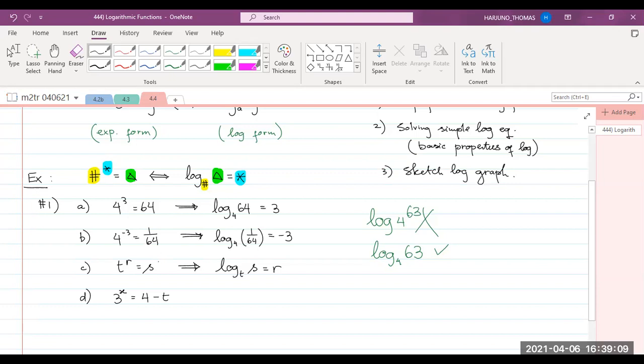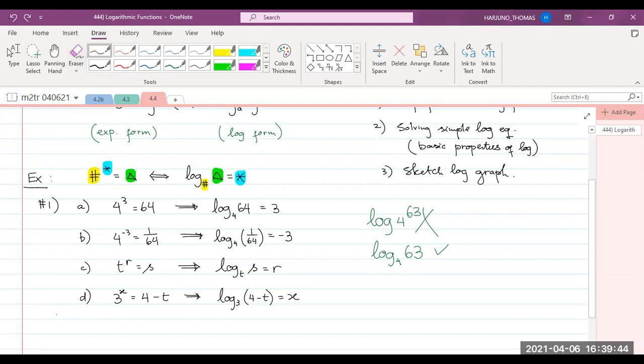Okay, now 3 to the x equals blah. What will that be in log form? That's log base 3 of blah equals the exponent. And we need to use parentheses there because if I don't use parentheses here, it means the log only applies to 4 instead of 4 minus t. So I need to use the parentheses there as the grouping of 4 minus t.